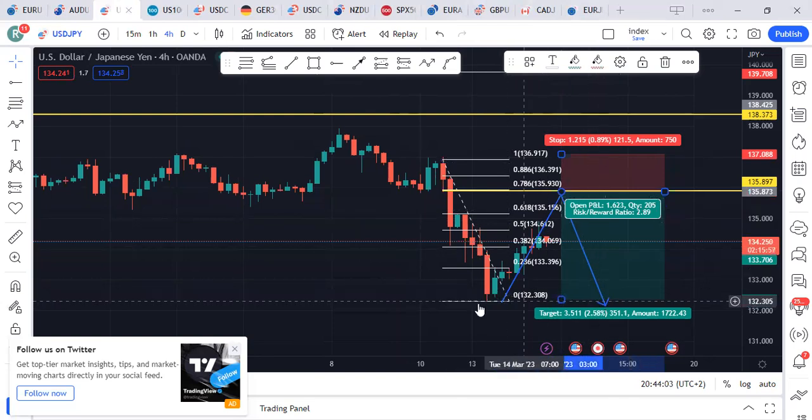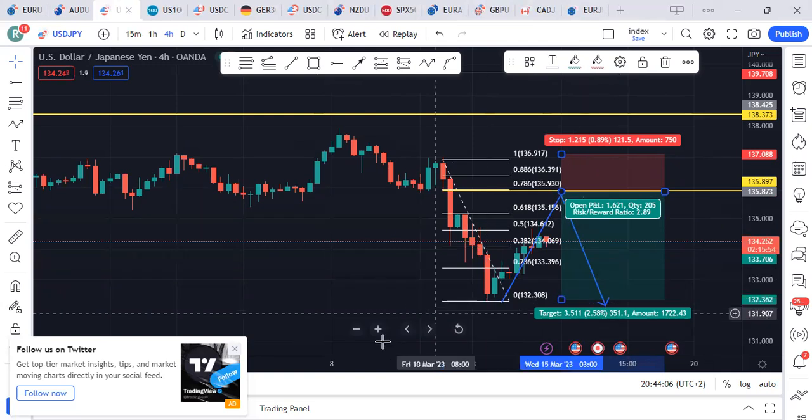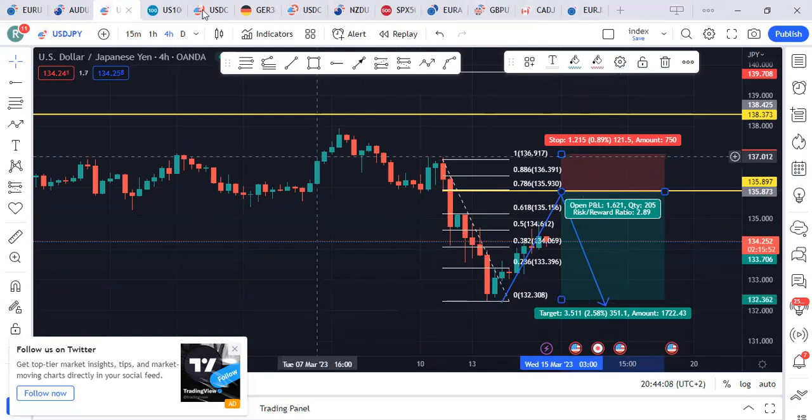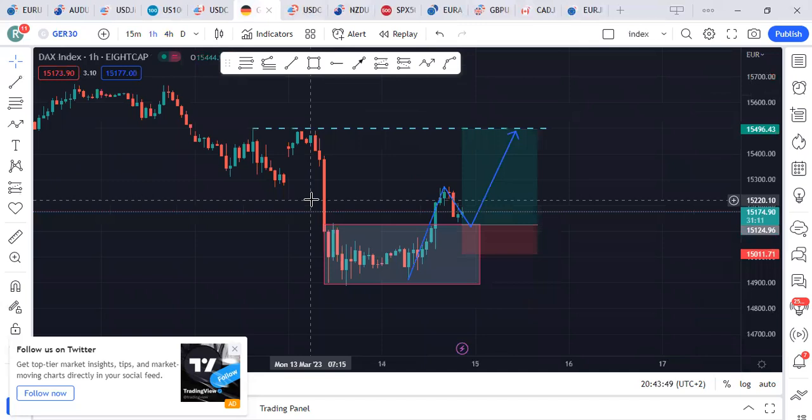So we are looking to take a profit down here on the previous low, and it is going to be a beautiful trade if it does go our way. And then looking at another trade here, which is a very beautiful trade that I have looked at over the last couple of hours. German 30 on a 1 hour time frame. We're looking at German 30.